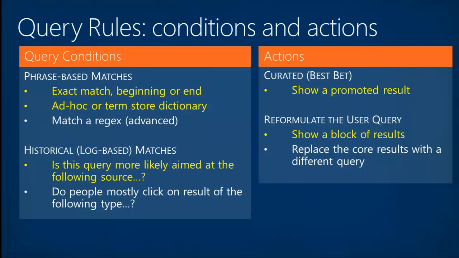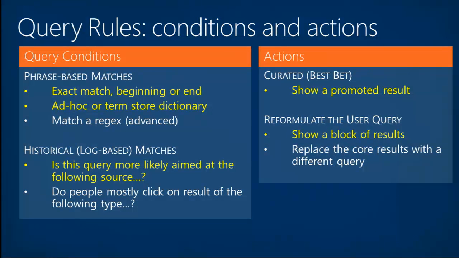You don't always know which phrases to match. So the second class of things are historical matches, where we look at what kinds of queries people have typed, or the way people have actually used this query in the past. So you can say things like, was this query more commonly sent to a different source? Or did people click on documents of a particular type? And we'll see why that's useful a little later.